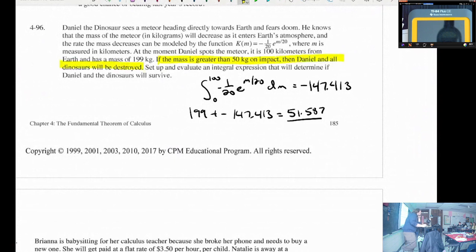Oh, rats. Yeah. So in this problem, there's a meteorite hurtling towards Earth, and if the mass is more than 50 kilograms, all the dinosaurs will be destroyed. All three of these problems revolve around kind of the same idea. Your guys' does, but it's kind of hidden. It's the idea that an integral on its own is not enough to tell you a certain position. You need to know an initial condition also.